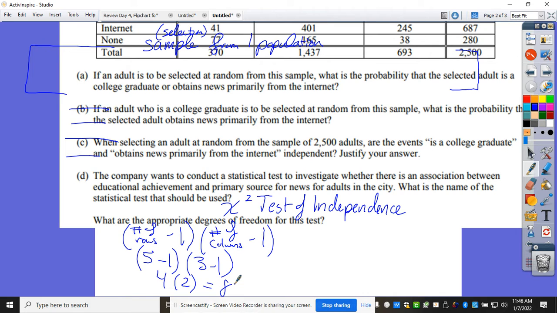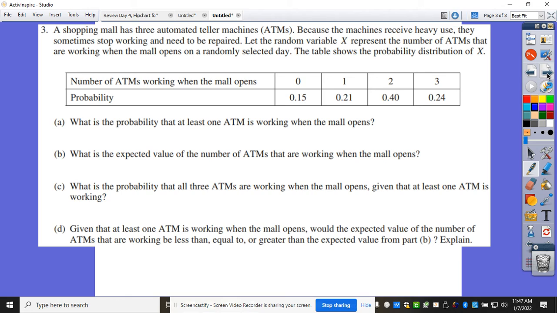Questions with any part of that problem or anything that problem makes you think of? At number 3, a shopping mall has 3 automated teller machines. Because the machines receive heavy use, they sometimes stop working and need to be repaired. Let the random variable x represent the number of ATMs that are working when the mall opens on a randomly selected day. The table shows the probability of each of the different ones. So we know we're dealing with probability. What's important with part A that kind of stands out?